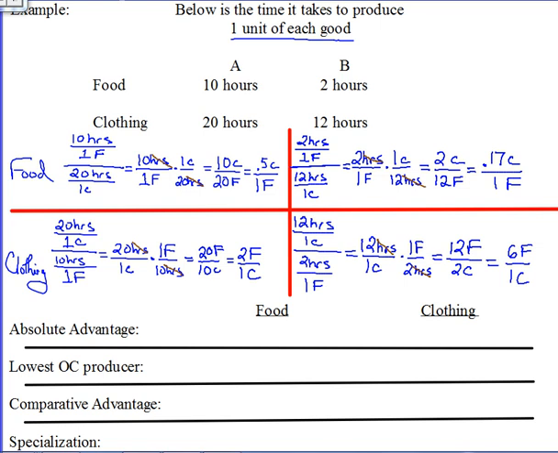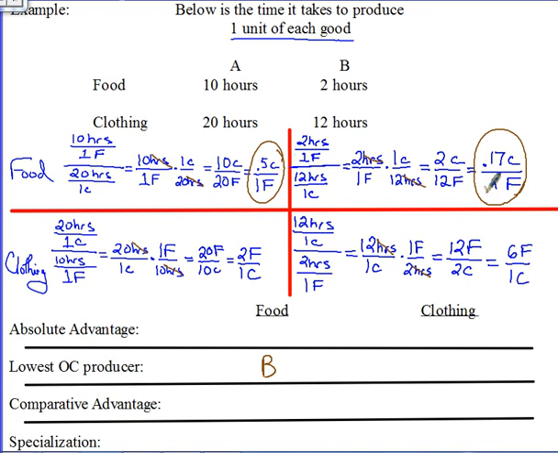So now we want to come down here and find our answers. Who's the lowest opportunity cost producer? So the lowest opportunity cost producer of food, well, every time A produces a unit of food, he gives up half a unit of clothing. And every time B produces a unit of food, he gives up 0.17 units of clothing. So B gives up less clothing every time that he produces a unit of food. So we would say that B is the lowest opportunity cost producer of food, because he only gives up 0.17 clothing to make a unit of food. A gives up a half a unit of clothing to make food.